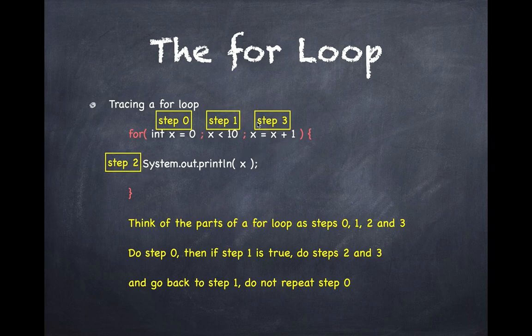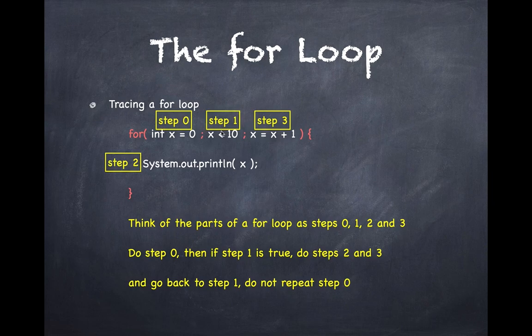But then after I do step 3, I go back to step 1, and it goes 1, 2, 3, 1, 2, 3, 1, 2, 3. So step 0 only gets done one time. We initialize the variable once, we check the variable condition, we do the body of the loop, we change the variable up here, and then we go back to step 1 and check the condition again.